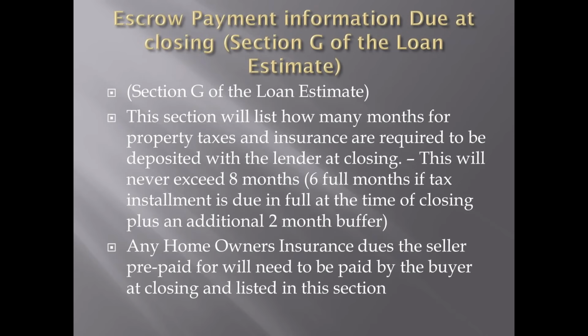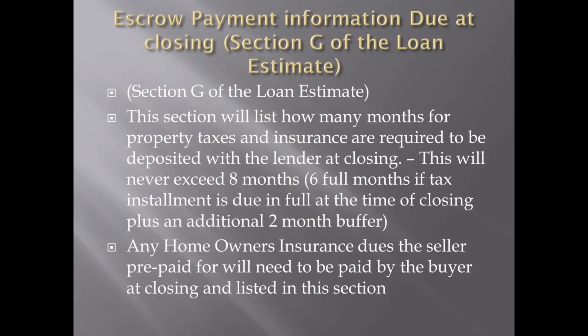Now, this section will list how many months for property taxes and insurance are required to be deposited with the lender at closing. This will never exceed 8 months, because we need 6 full months up front, plus about a 2-month buffer. Depending on the time of the year, sometimes it's as low as 4 months. We've even seen as low as 2 if, for example, the taxes were just paid. Just be prepared to come in with no more than 8 months.